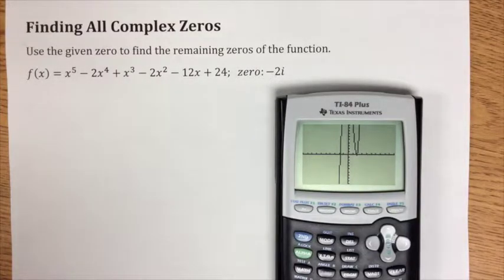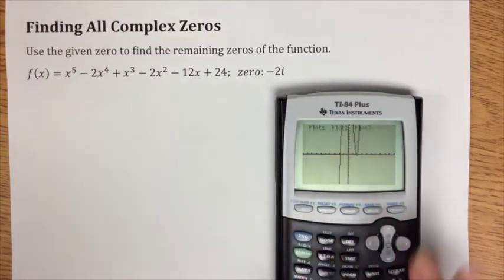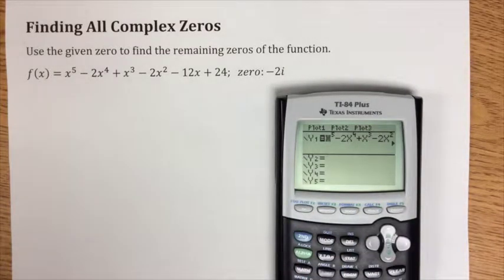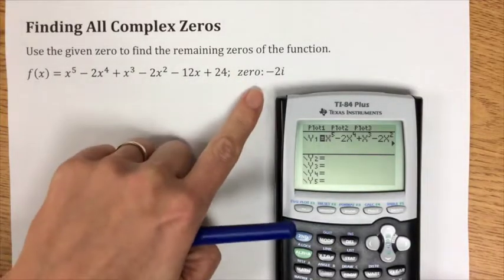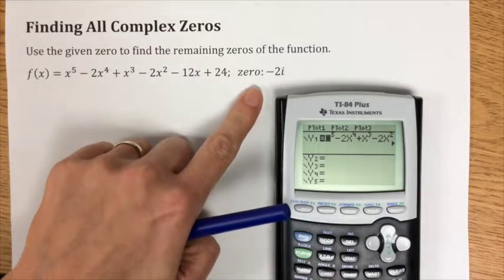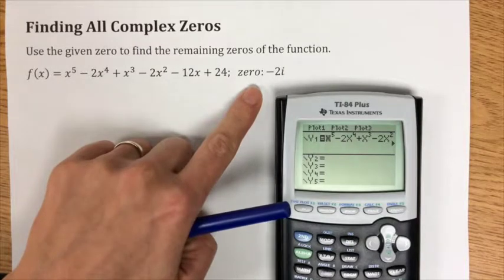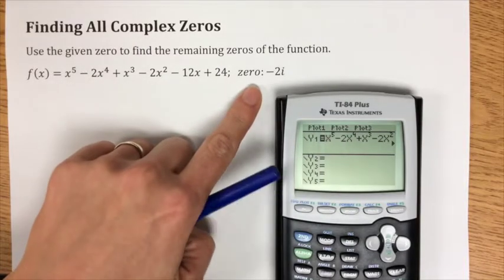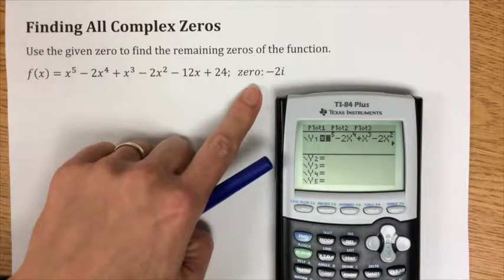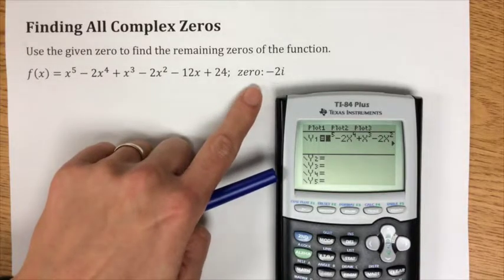Find all the zeros given a zero. Step 1, we want to plug it in our calculator and see what we see. You'll notice the given zero was negative 2i, and because we know that imaginary numbers and complex numbers come in pairs, we also know another zero is positive 2i.